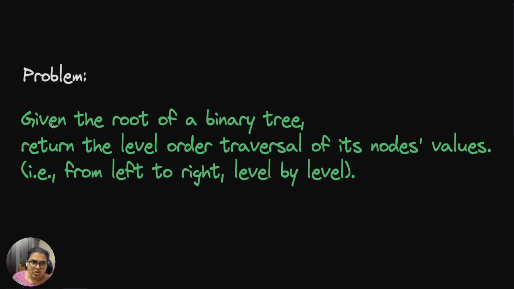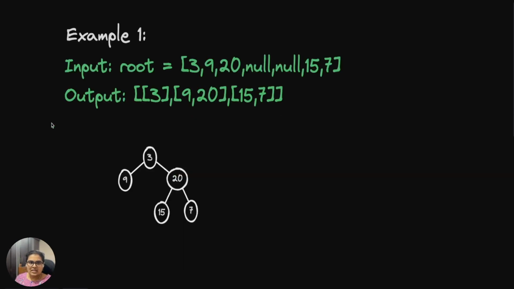We are given a root of a binary tree and we have to return the level order traversal of its nodes. The traversal should be from left to right, level by level. Okay, so let's see an example.